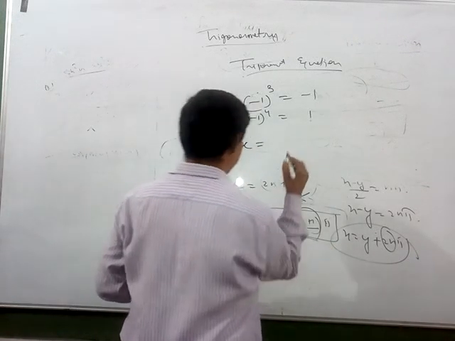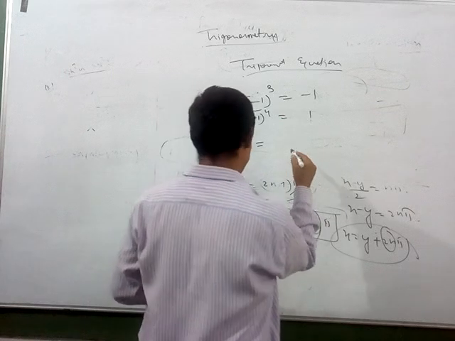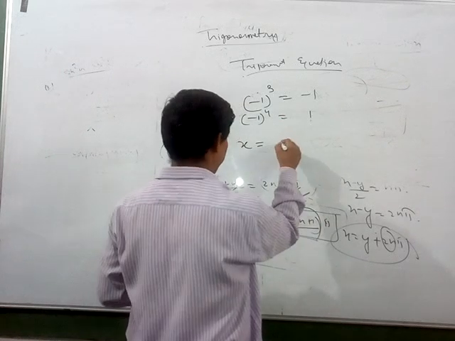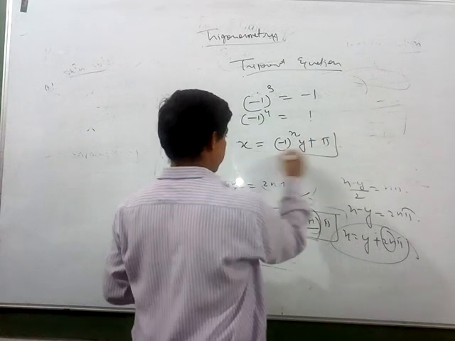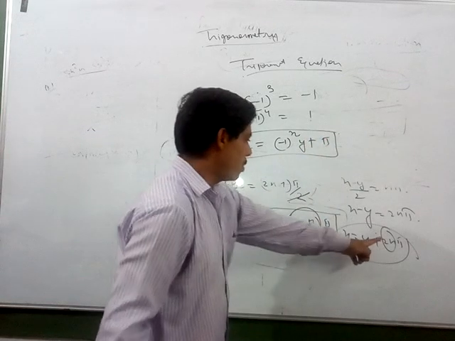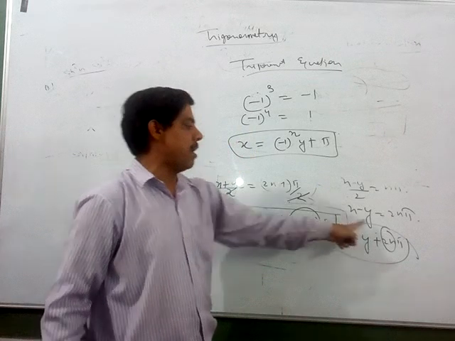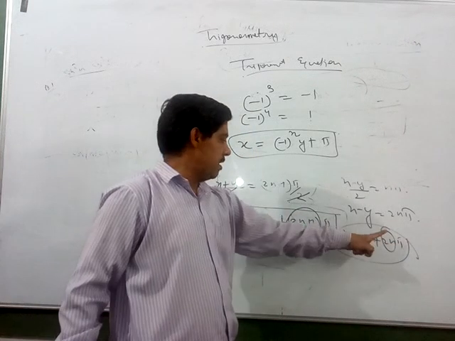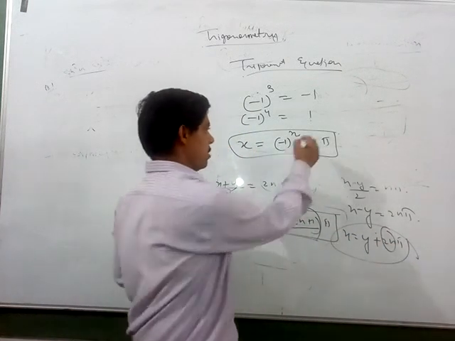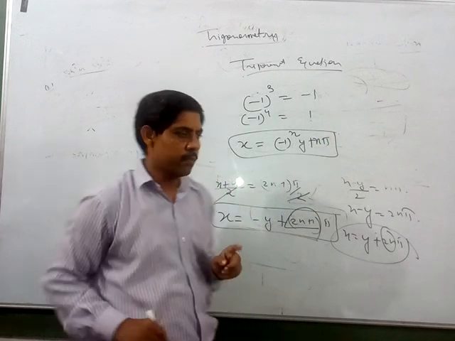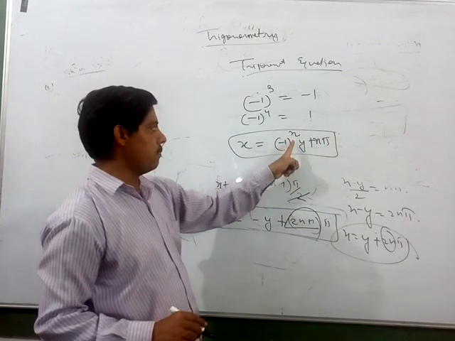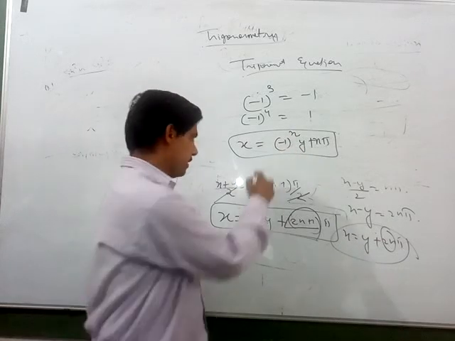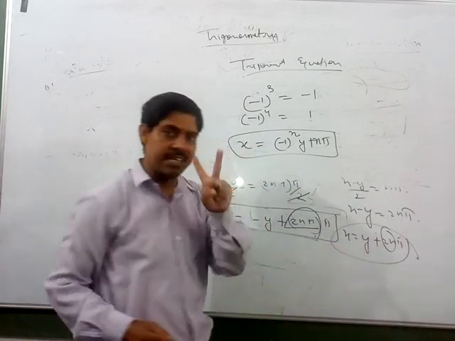x is equal to, okay, we will write plus or minus, we don't know, so minus 1 to the power n y plus pi. Now why pi? Because 2n and 2n plus 1 are multiplied by pi only. So both even and odd are considered here. So I can write n pi now. So I can write the answer as n pi plus minus 1 to the power n y.